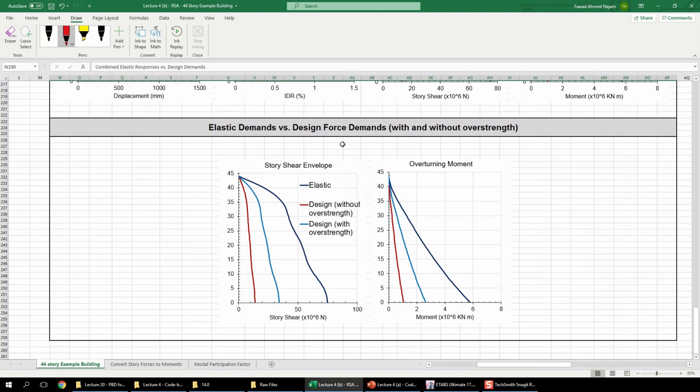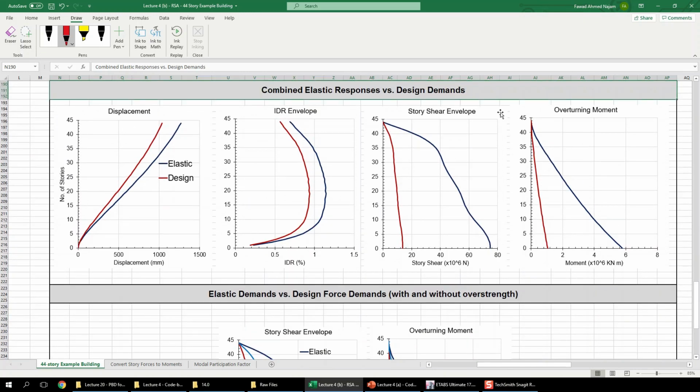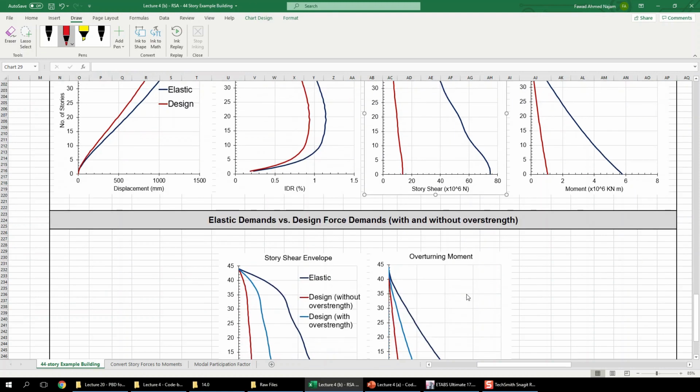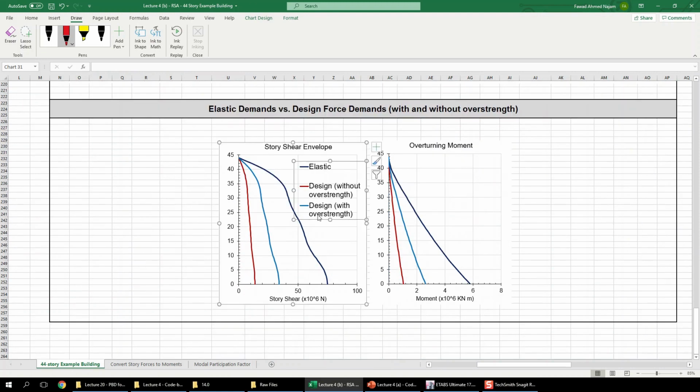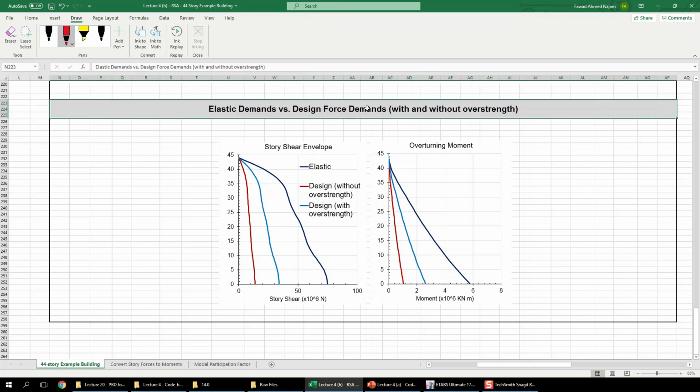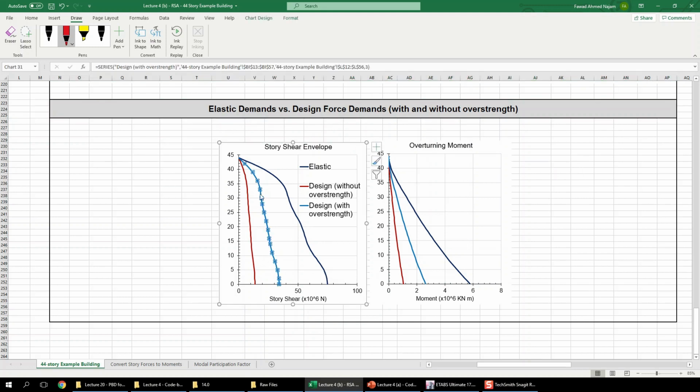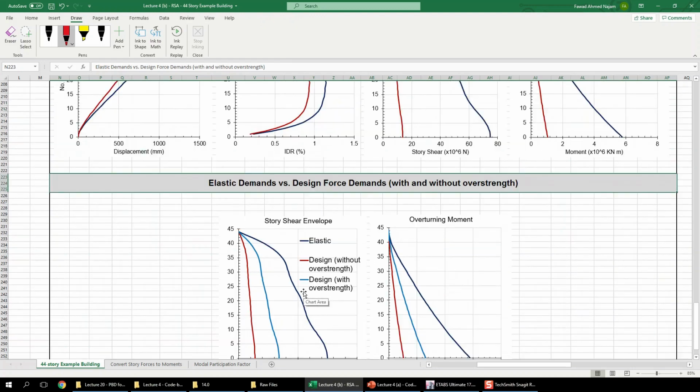So here in this last comparison, I show you the elastic demands versus the design force demands with and without overstrength. So here I have not applied the overstrength factor to the force demands, but here I am adding one more line, which is the design values with overstrength. So the red line is basically the design values without overstrength, and when you multiply it with the factor of 2.5, you get this blue line, which is the design values with overstrength. This is just for the purpose of comparison to show you that even the design forces with overstrength values will be significantly less than the elastic force demands.